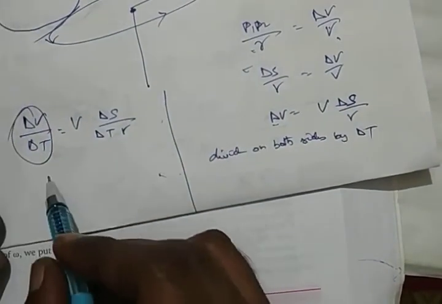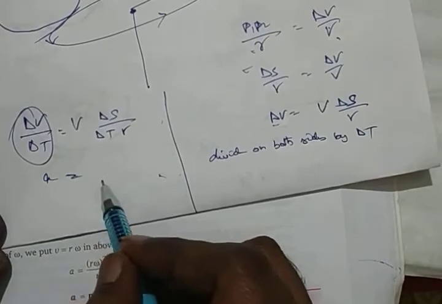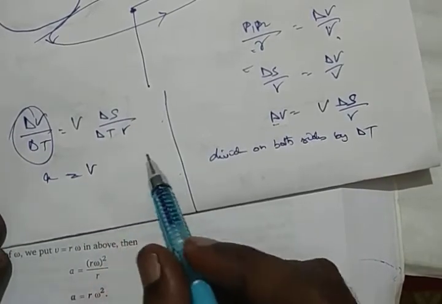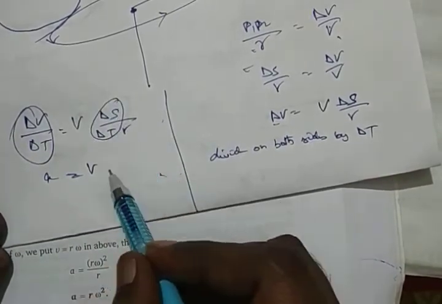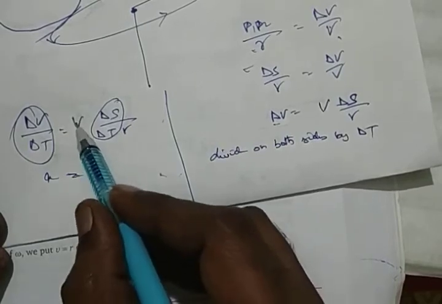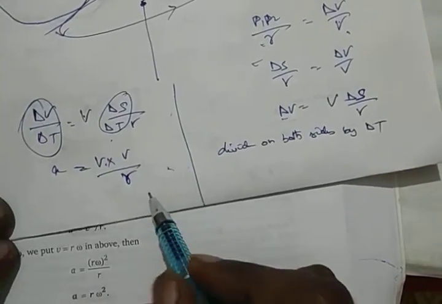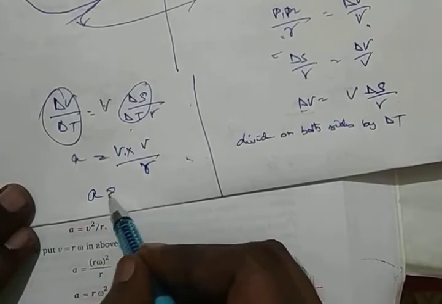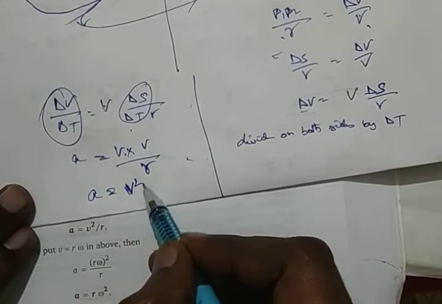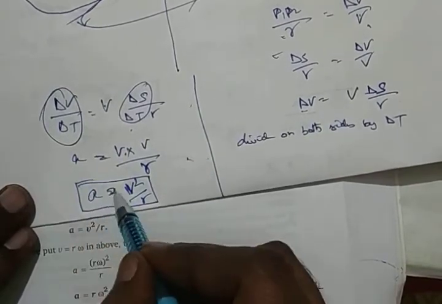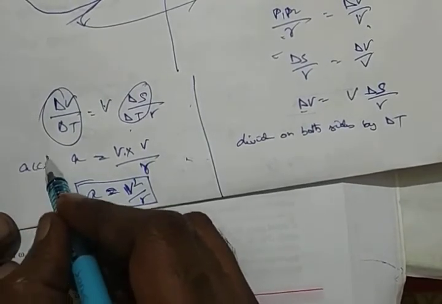So what is this called? Acceleration is equal to v into, what is this called? Again velocity. V is equal to delta s upon t, also the v upon r. Looking at it all together, acceleration is equal to v square upon r. That is called centripetal acceleration.